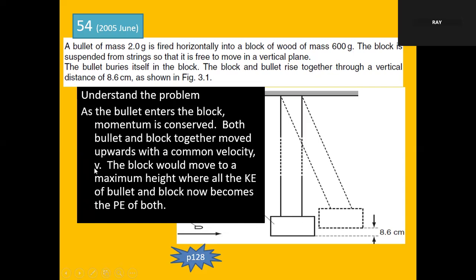I understand the problem. The bullet enters the block. Momentum is conserved. Both bullet and the block together move upwards with a common velocity. That is stationary initially. Bullet enters, both of them, bullet and the block, move up to a height of 8.6 cm. The block will move to a maximum height where all the kinetic energy of the bullet and block now becomes the potential energy of both.